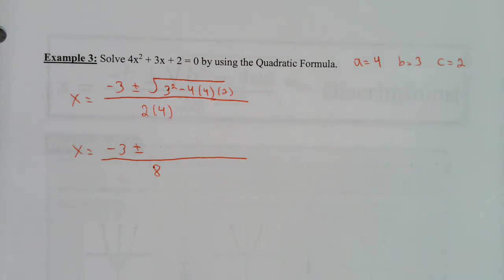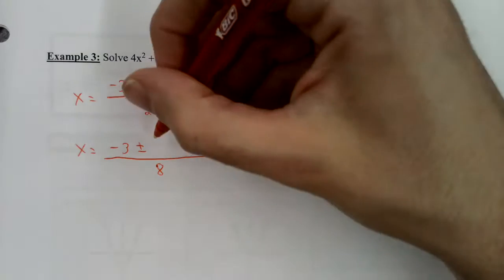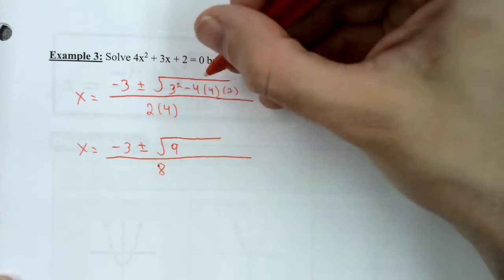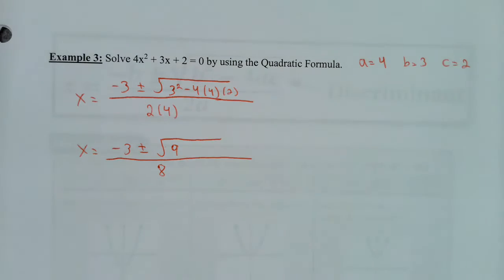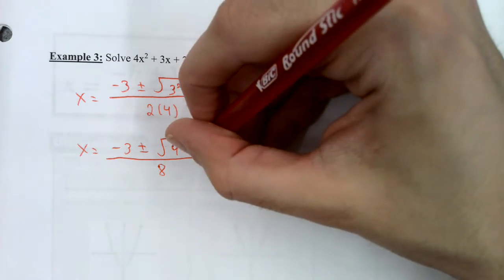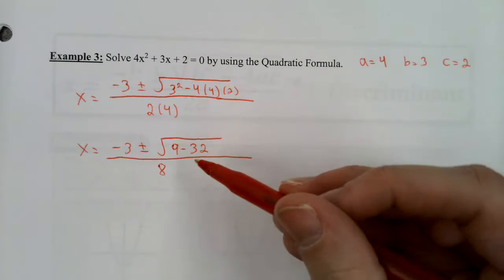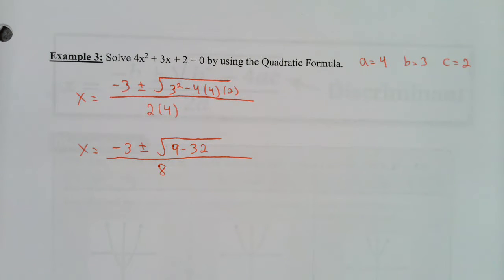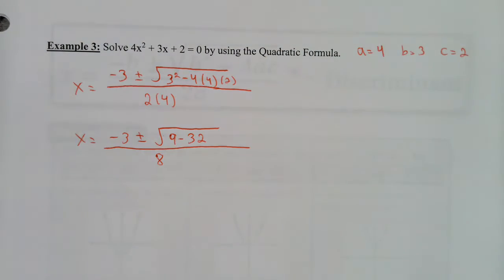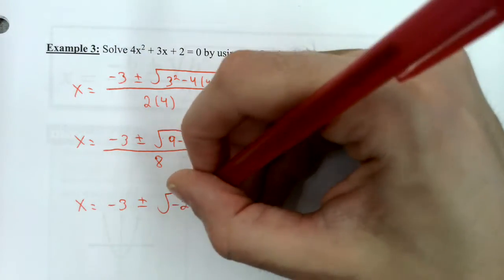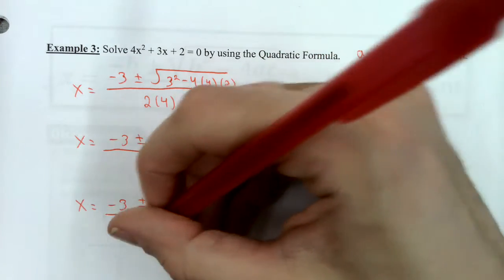The denominator is just 2 times 4 is 8. And the numerator will be 3 squared is 9, minus 4 times 2 times 4, which is 32. So this is new, because you did this in Algebra 1, but you did not do square roots of negatives. Now we have square roots of negatives, at least we do in this case. So 9 minus 32 is going to be negative 23 under the square root. So x equals negative 3 plus or minus the square root of negative 23, divided by 8.